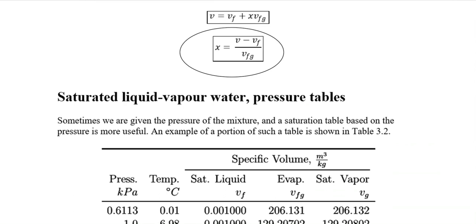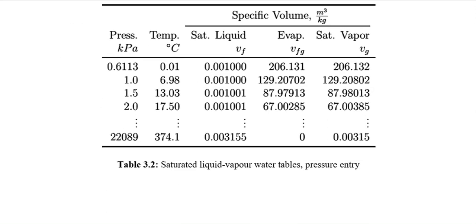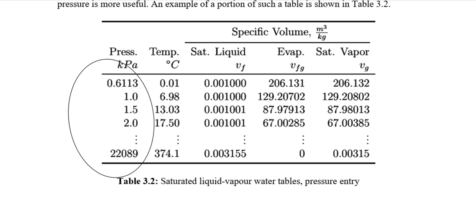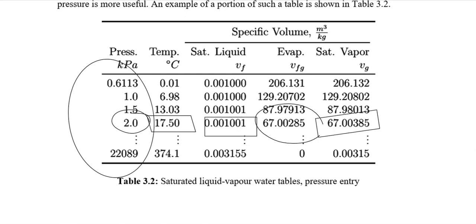As I said, similarly for the saturated liquid vapor pressure table, we would now have the pressure on one side, and if the pressure is defined, the temperature would also be defined, Vf would be defined, Vg would be defined, and so on, the Vfg. So if I'm increasing the pressure, so on and so forth, that would be there. Just check the table.